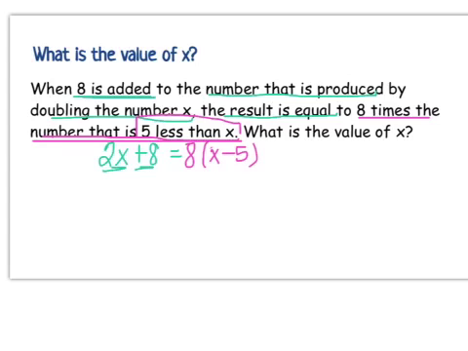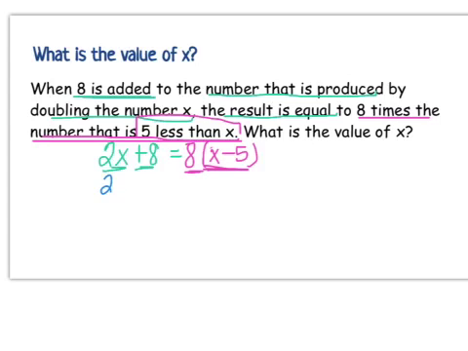Remember, if it's less than, it comes second. So 8 times, next to parentheses, that's multiplication, the number that is 5 less than x. So this right here, when I do this in the parentheses, it gives me that number of that subtraction, and then I would multiply it by that x. So take it step by step, word by word, and always go back and check.